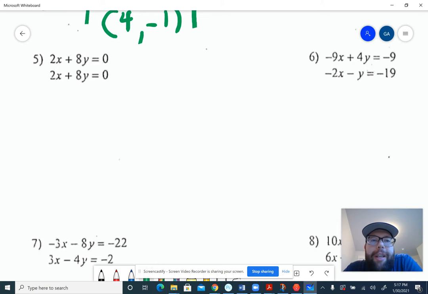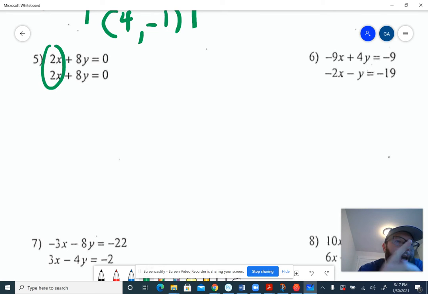So again, I'm looking for a variable that has the same number in front. So when I look at number 5, I'll notice the x's have the same number and the y's have the same number. So it doesn't matter which one I pick. I just need to pick one. So let's say I want the x's to cancel out.